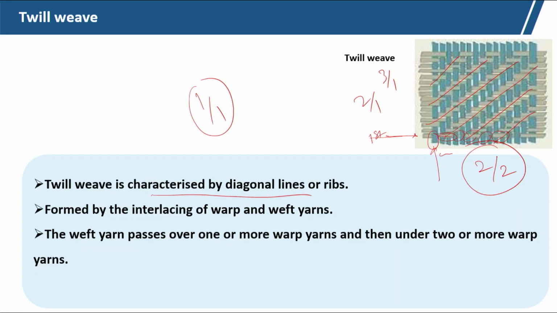or even 2 up 2 down twill is there. The weft yarn passes over one or more warp yarn and then under 2 or more warp yarn. That is creating a diagonal pattern.